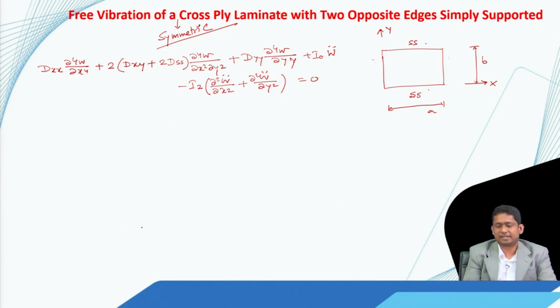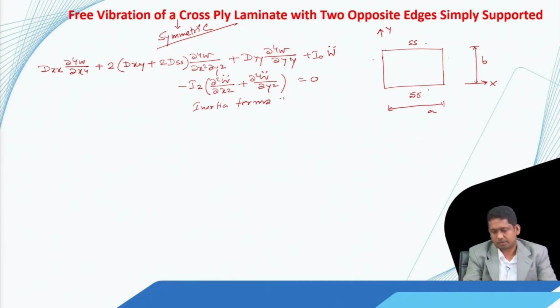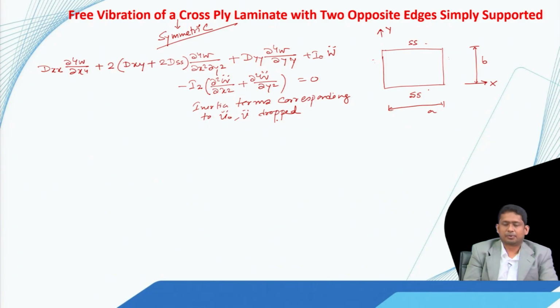Here the in plane inertia terms are dropped, so the inertia terms corresponding to U0 double dot and V0 double dot are dropped. Okay.